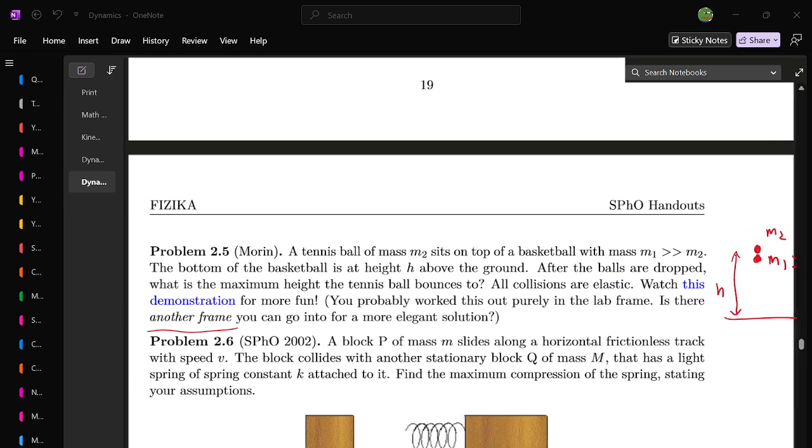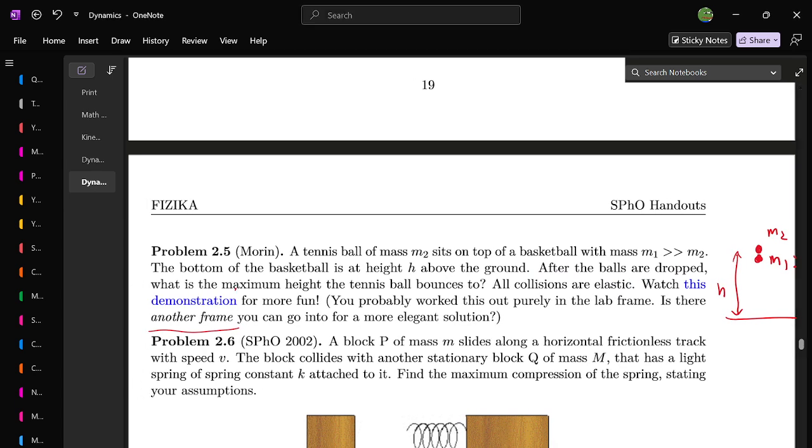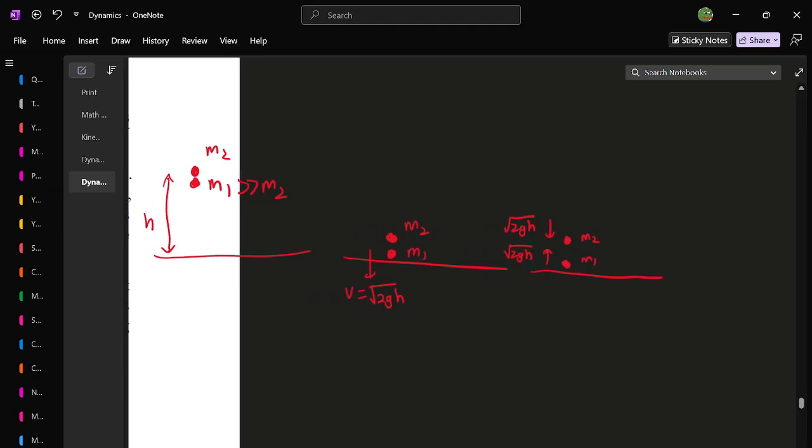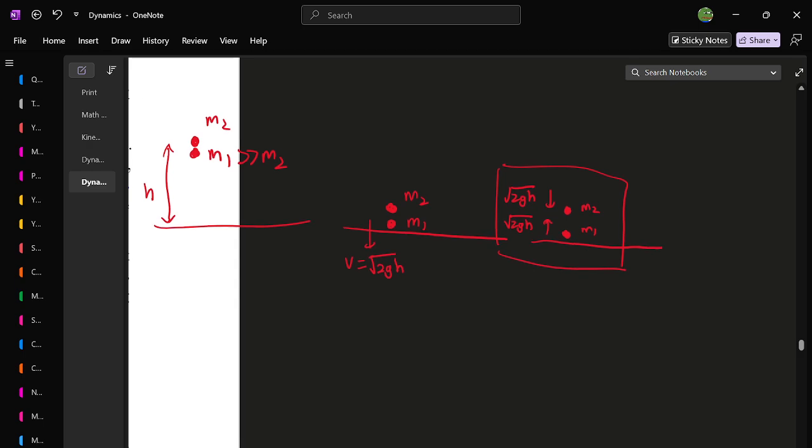So yeah, now you want to find the maximum height that the tennis ball goes after the collision. So you can work this out normally in the lab frame, right? You have these criteria now. You can just conserve momentum and then either use epsilon equals 1 or conserve energy. Both ways work, and you can find the final speed of M2 after the collision, and then in turn find the final height. That's perfectly fine. But a much easier way to do this is actually to just use the CM frame.